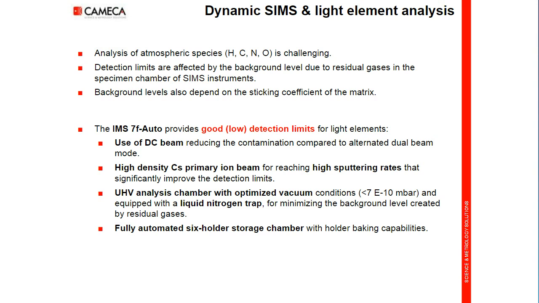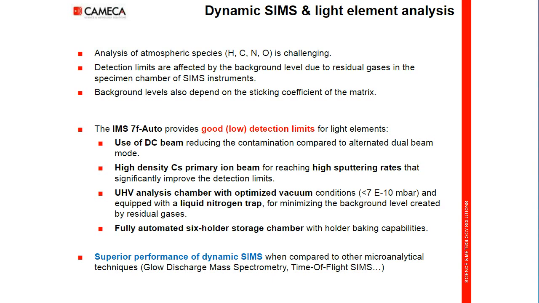Dynamic SIMS provides superior performance when compared to other techniques. GDMS, glow discharge mass spectrometry, simply cannot be used to measure the HCO composition because of high background signal limitations. SOFT SIMS can analyze light elements, but with poorer detection limits due to its lower acquisition speed, contamination issues resulting from its intrinsic pulsed ion beam design, and poorer vacuum level in the analysis chamber.